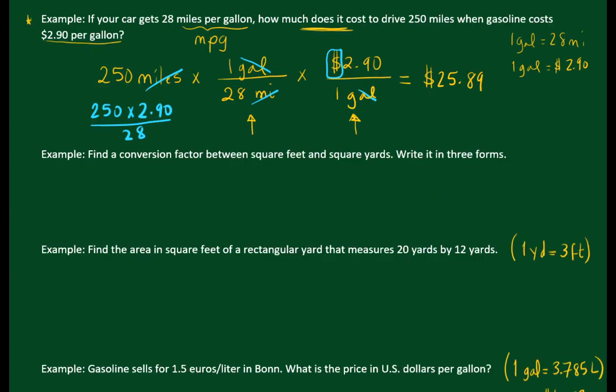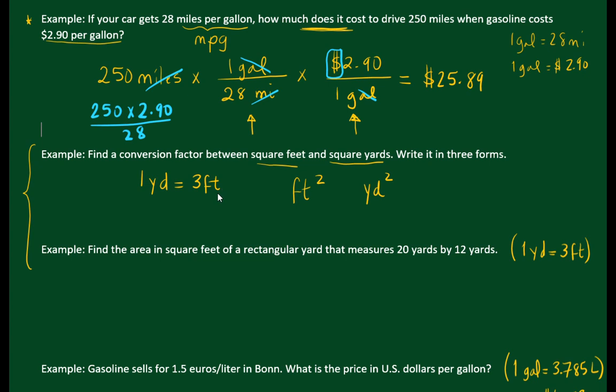So I move to the next problem. These two problems are kind of connected. The idea is this: you have to find a conversion factor between square feet and square yards. In terms of length, we know this connection: 1 yard is equivalent to 3 feet. That's what we know. Now, square feet, feet squared, and then square yards, yard squared. We want to find the connection between these two.